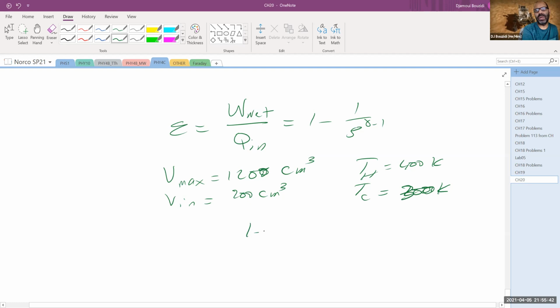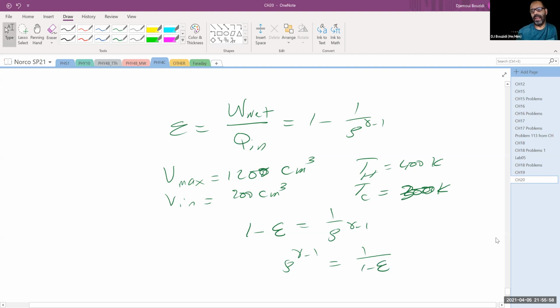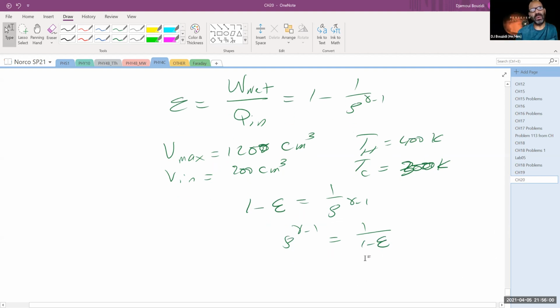So you move gamma to the other side, it's 1 minus epsilon. Epsilon now you cannot use a percentage, it's going to be a decimal point, is equal to 1 over rho to the power gamma minus 1. That means that rho to the power gamma minus 1 is equal to 1 over 1 minus epsilon, okay? It's going to be more than 1, this number, when you do it, because epsilon is less than 1. So 1 minus a number less than 1, the whole ratio is going to be less than 1, but when you take the reciprocal, it's going to be more than 1.